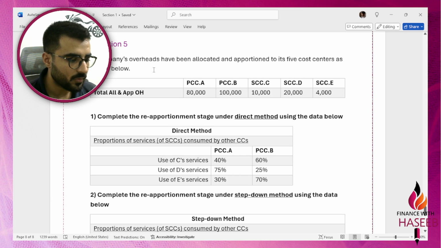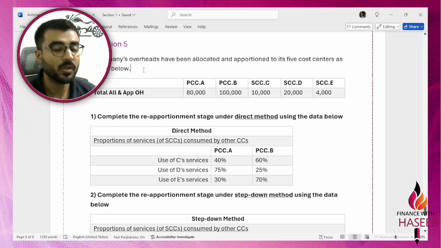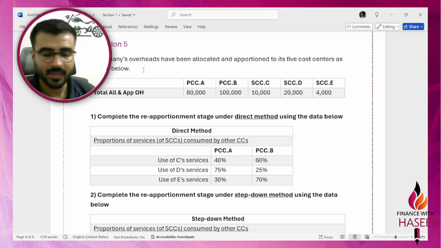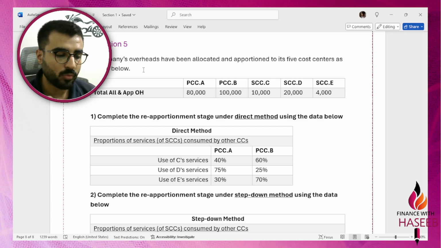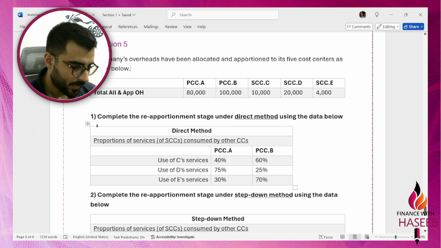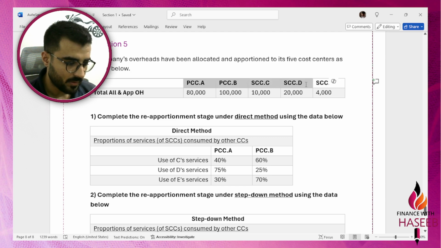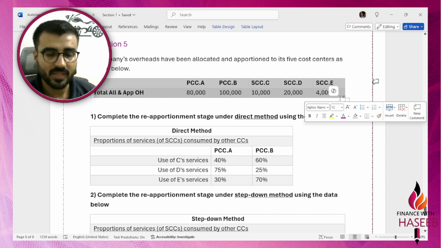A company's overheads have been allocated and apportioned to its 5 cost centers as shown below. So remember the stages of overhead absorption. The first stage is allocation, the second stage is apportionment, the third stage is reapportionment, the fourth stage is absorption. The first 2 stages are completed. The overheads have been allocated and apportioned to the cost centers. Now we are moving towards the reapportionment stage. This is the data after the first 2 stages have been completed.